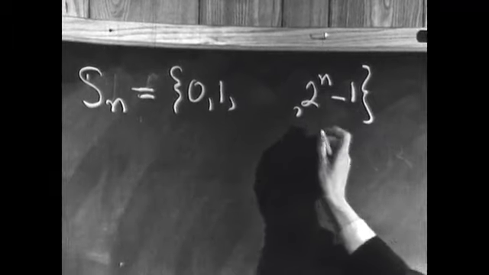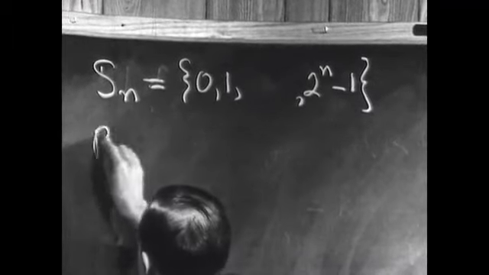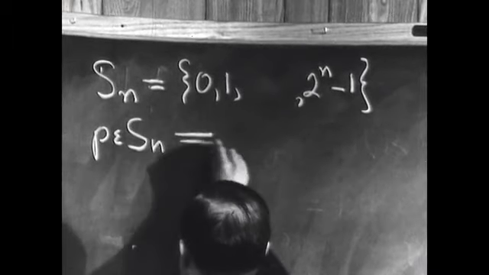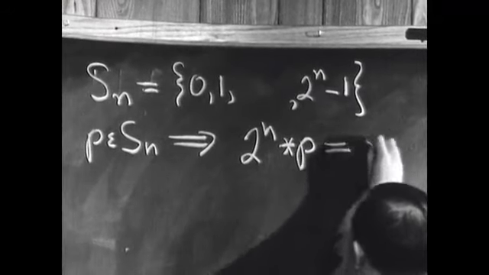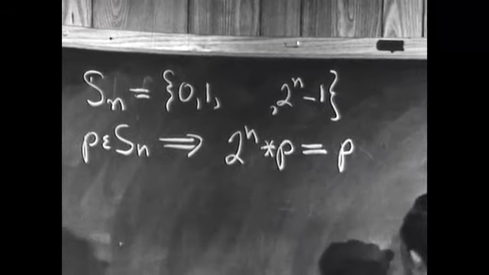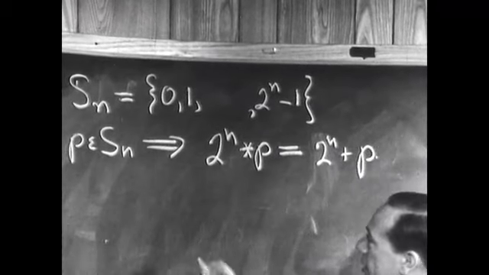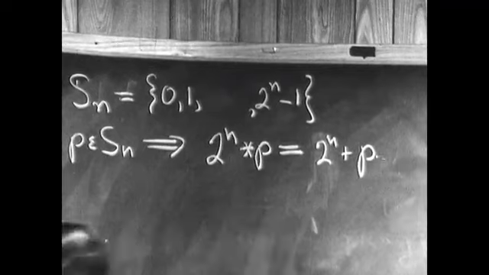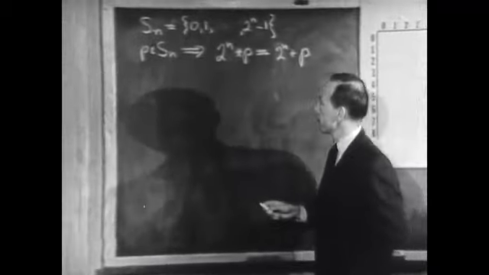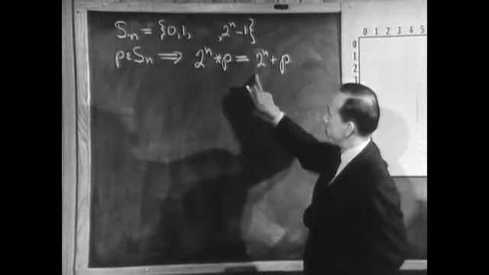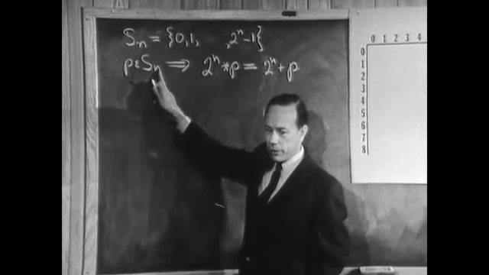That's S sub n. And then the next statement we want to prove is that P belongs to S sub n implies 2 to the n star P is equal to 2 to the n plus P. This hypothesis here, of course, is exactly the same as this hypothesis. It's just another way of saying it for convenience. Now, the formal proof of these two statements proceeds by induction on the integer n. But let's just see how this goes.